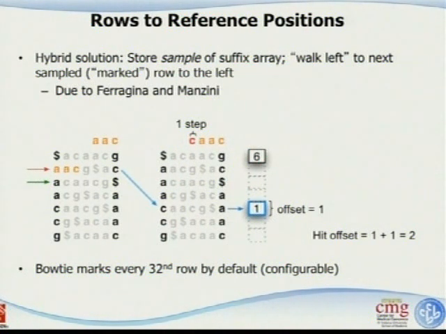So the real solution is you just randomly pick some locations where you want to make a record. What is this? Is it 6? This is 1? And then you still walk through until you get to this point. So if this is 1 and the others were not recorded, and you need 1 more step to get to it, that means your original offset is 2. So that can help you locate where the initial query comes from. Okay? And the Bowtie algorithm actually marks every 32nd row by default. These are just some of the tricks that help you speed up the searching process.